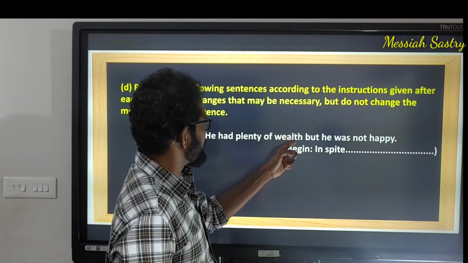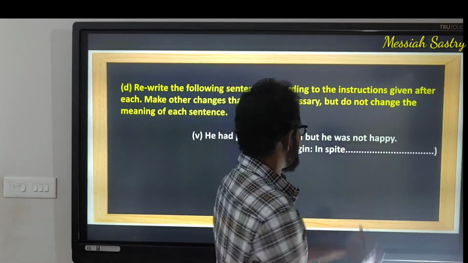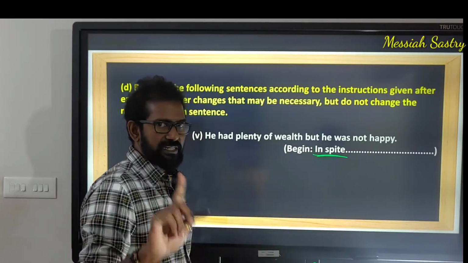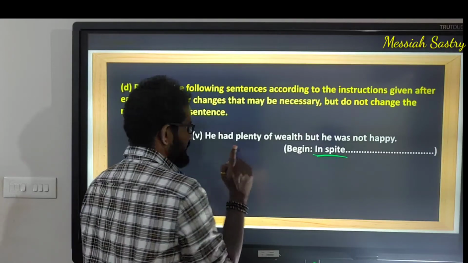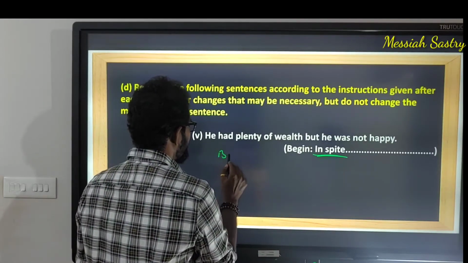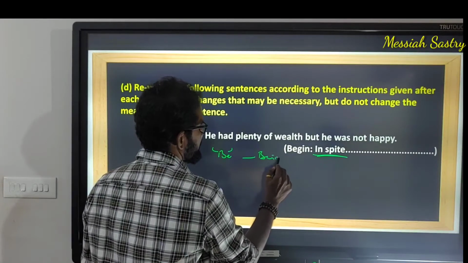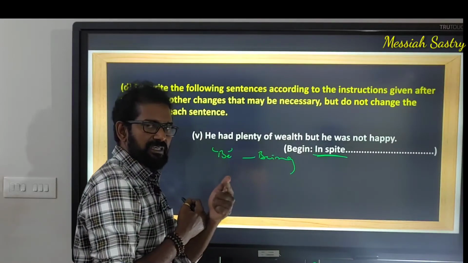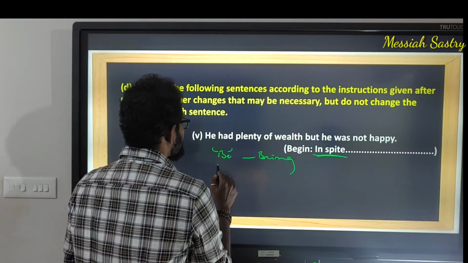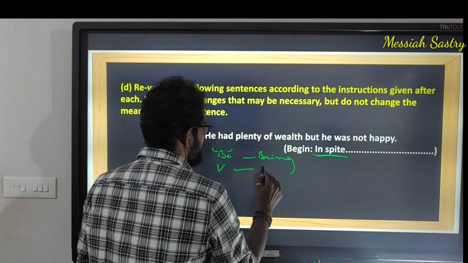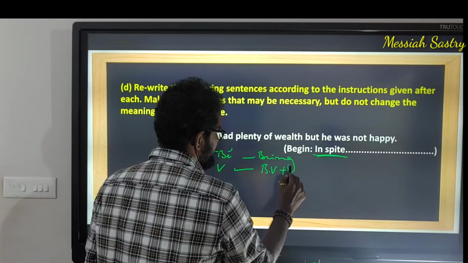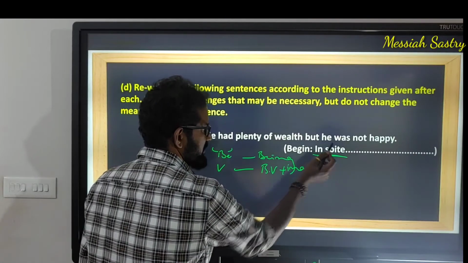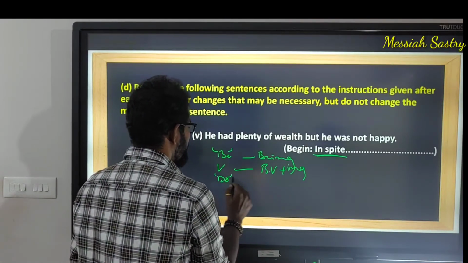We had plenty of wealth, but he was not happy. It asks us to write in spite of. When you write in spite of, you need to remember: first, if there is a be form, use being after in spite of. What are the be forms? Am, is, are, was, were. If there is a verb, then use the present participle, which means the base form of the verb plus ing, like going, singing, dancing, reading. Suppose there is a do form, then use doing.